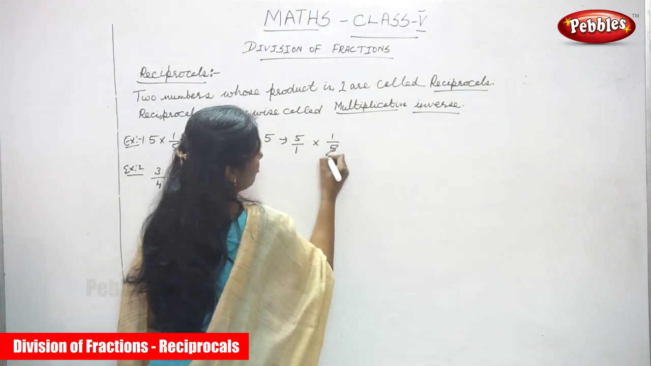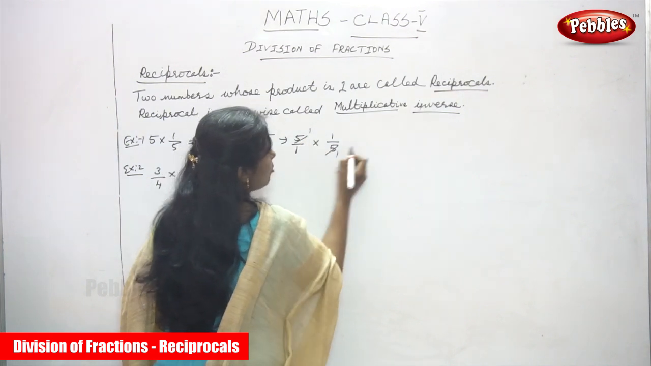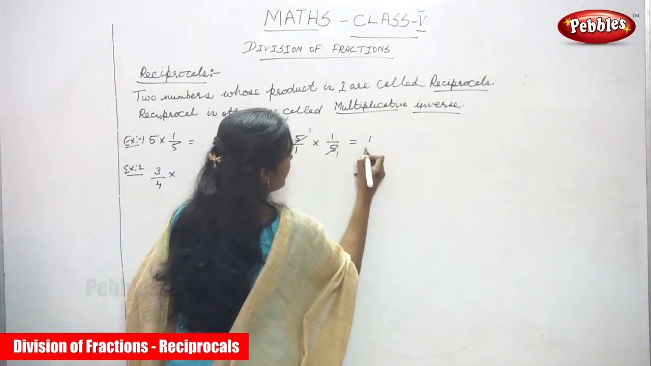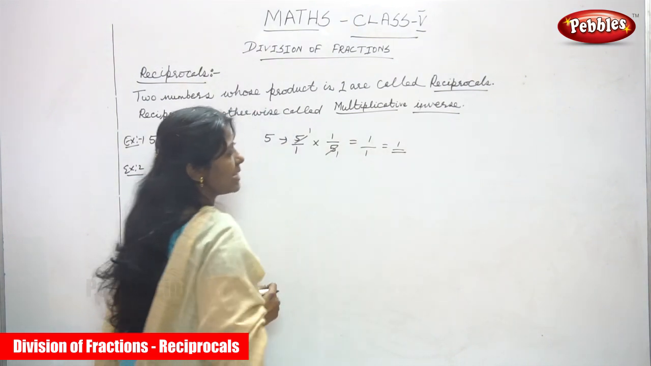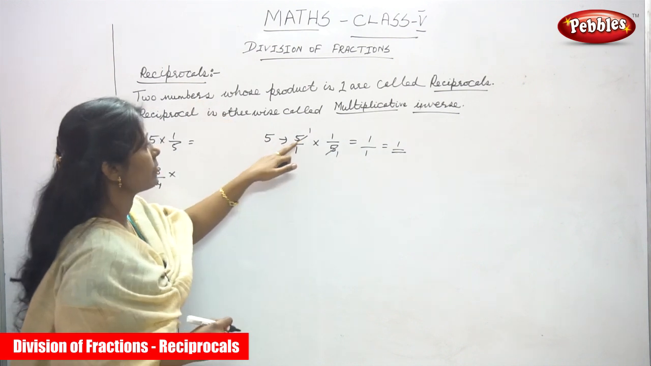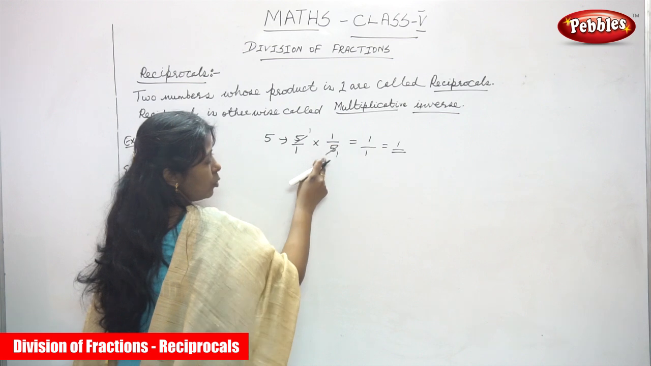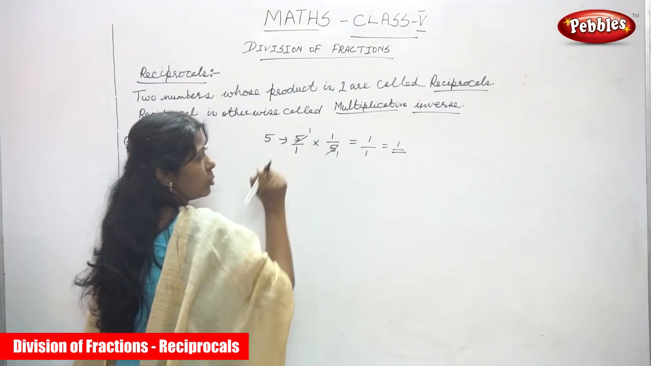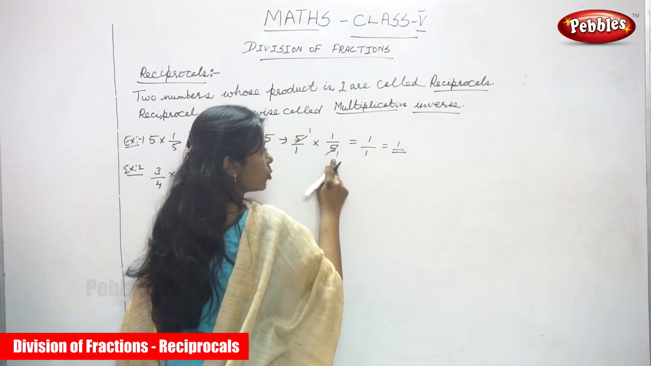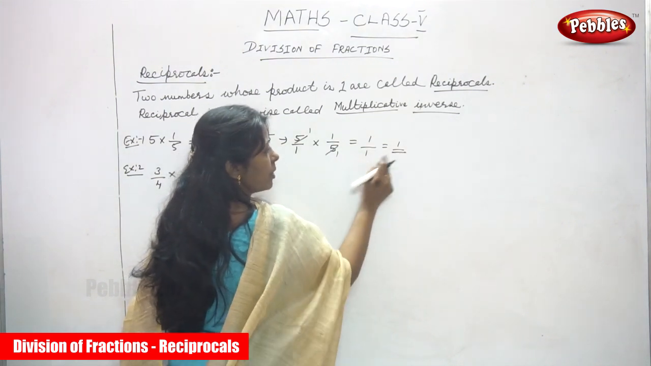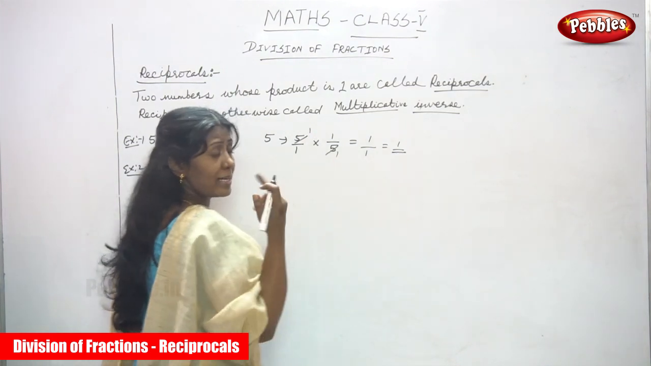So you just cancel. 5 by 5, you cross the numbers, same, you get 1. Here also 1. So 1 into 1 you get 1, and divided by the same, 1 into 1 you get 1. So 1 divided by 1, you get 1 as the answer. Otherwise just simply cross, you get 1 into 1, you get 1.